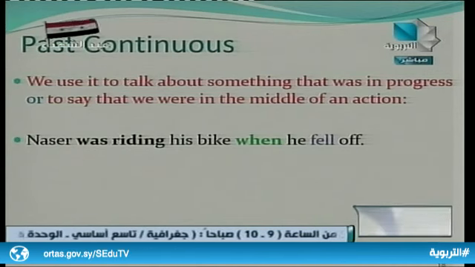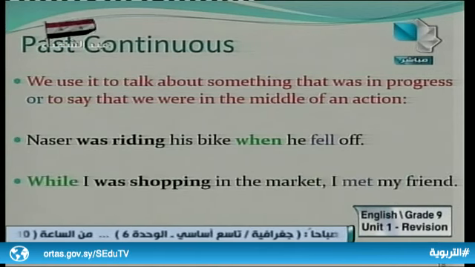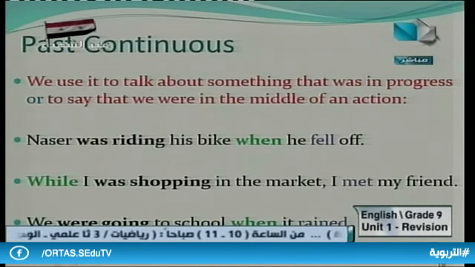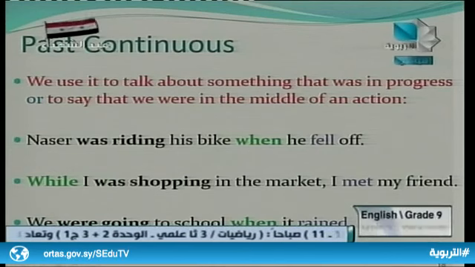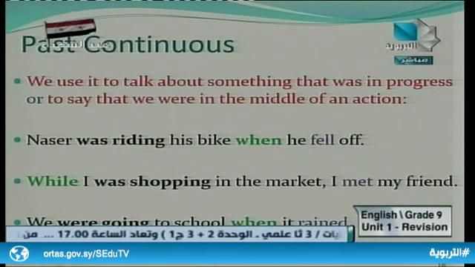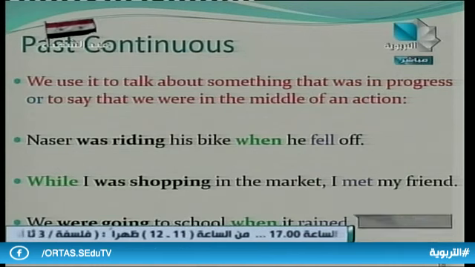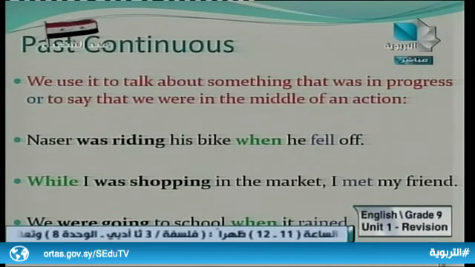Number 2: while I was shopping in the market, I met my friend. Also the same. We were going to school when it rained. During the period of going, it rained. It means: what were you doing when it rained? I was going to school, I was sleeping, I was shopping, etc.